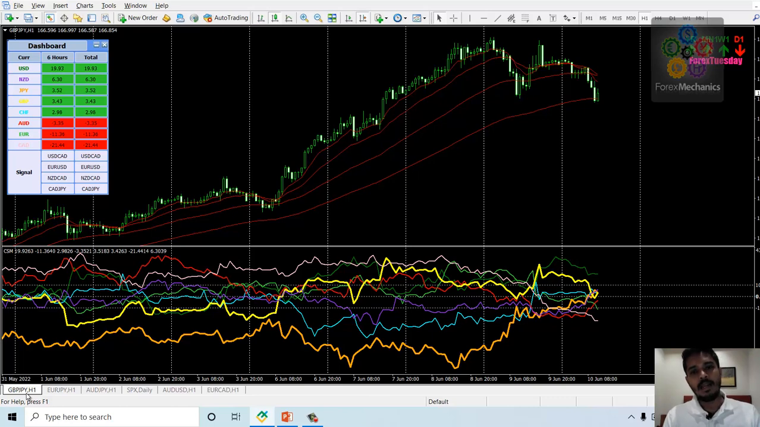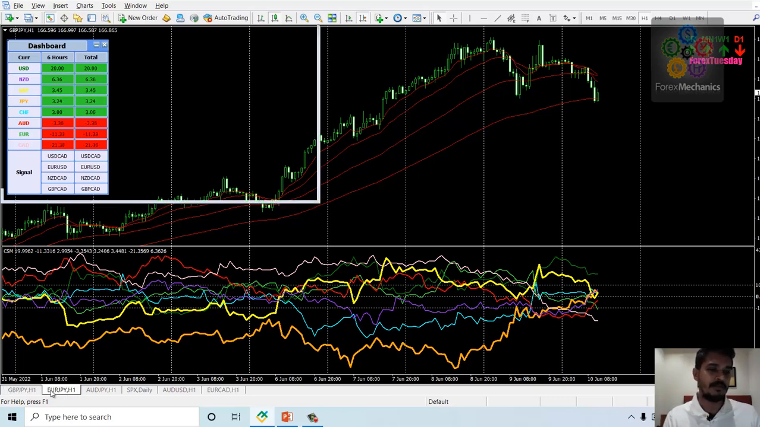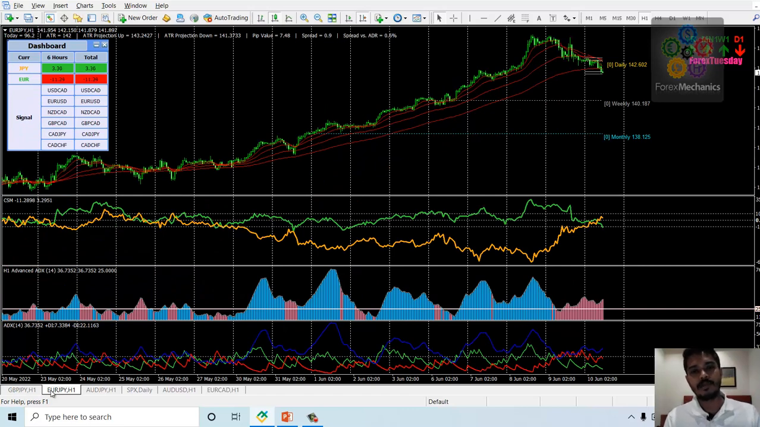Now, I obviously use a complete overall strategy with the CSM, which helps me take good trades. But a lot of our CSM users have tweaked it and combined it with multiple indicators, and they've come up with really brilliant strategies.